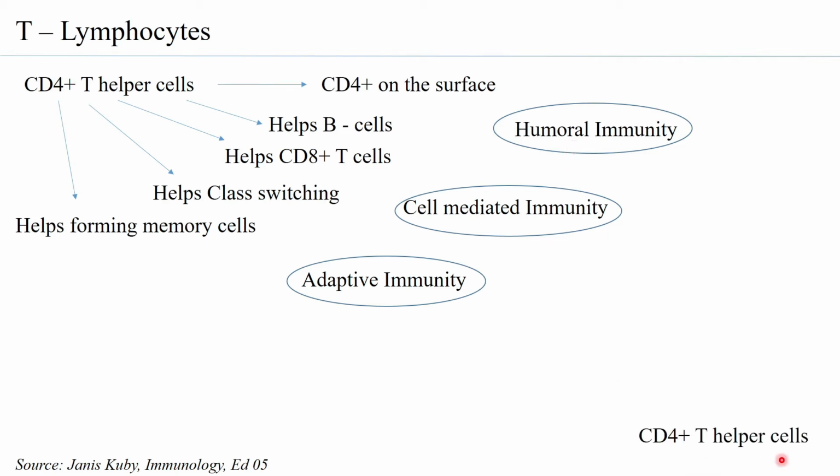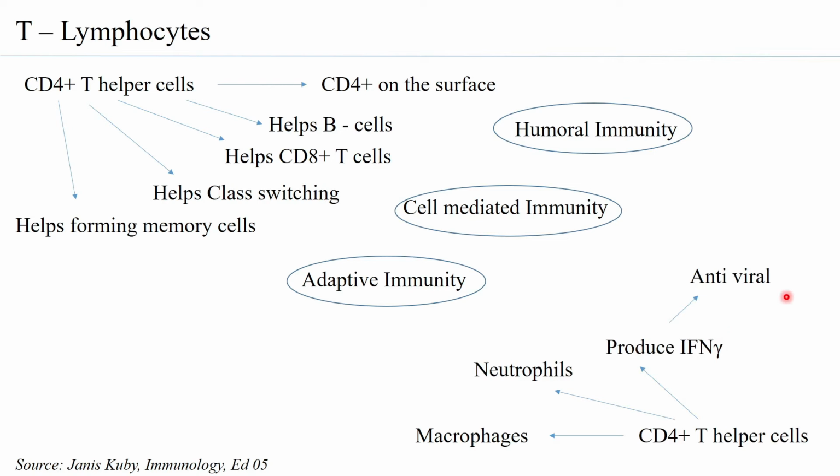Also interestingly, CD4 plus T helper cells help in activating macrophages and neutrophils. They also produce gamma interferon, and we all know that gamma interferon has an antiviral property. So in all of this, you can see that the CD4 plus T helper cell is helping in inflammation, and so these all contribute to what is called innate immunity.